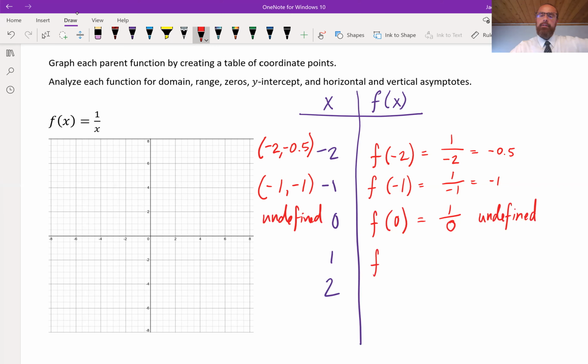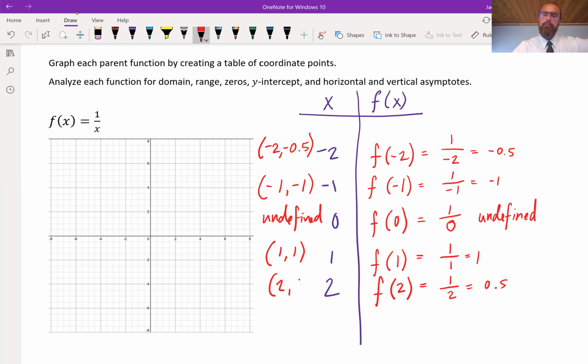We'll also calculate now for these positive values. So 1 becomes substituted 1 over 1, which is +1. So we do have a point here in quadrant 1, 1, 1. And last value here on our table is f at 2, which is 1 over 2, which is 0.5. And that completes our 5 points.